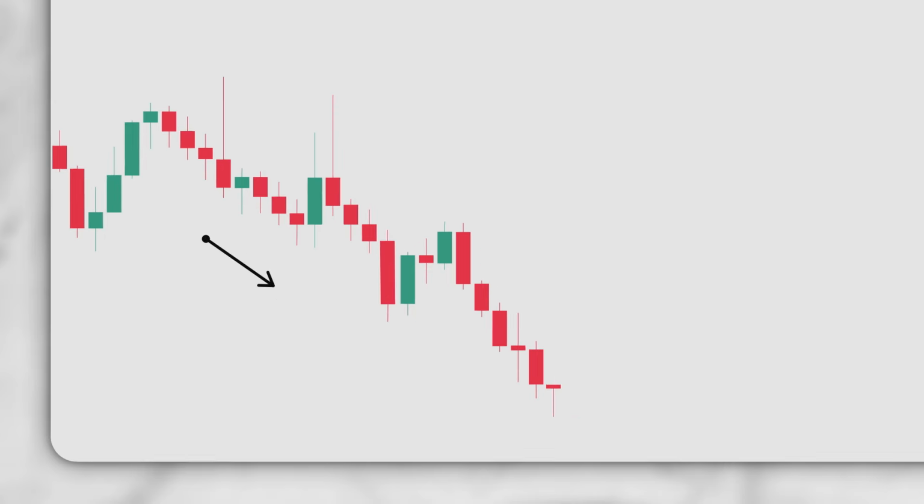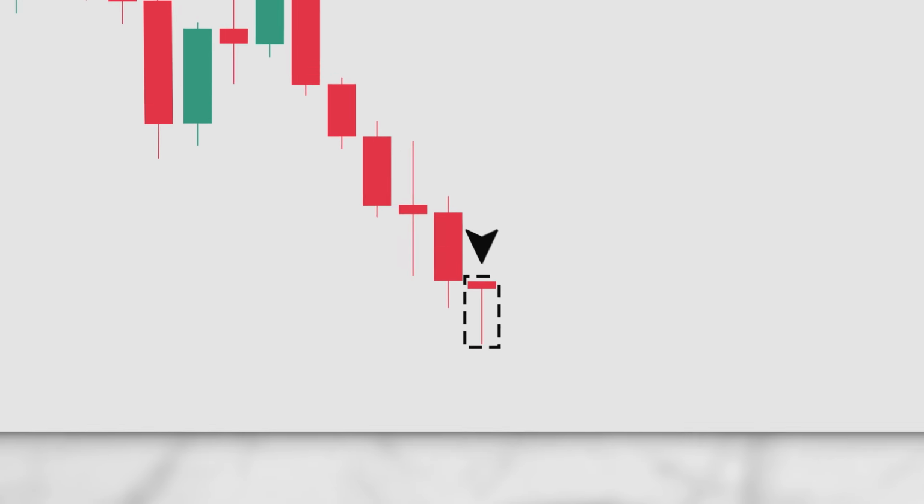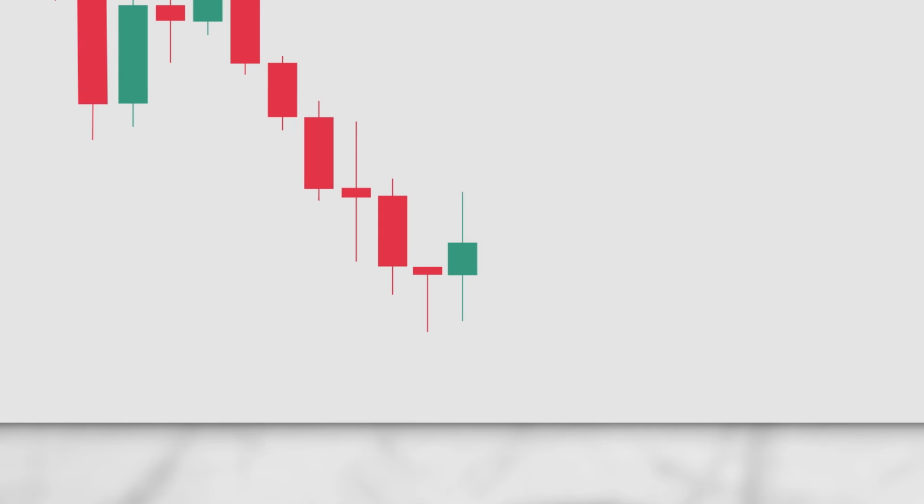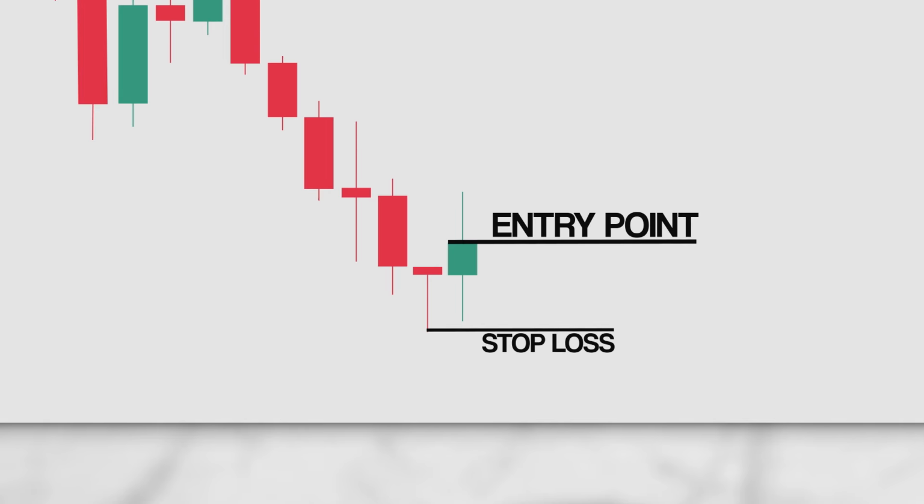Now let's move to the chart. Here we can see a clear downtrend and a formed Dragonfly Doji pattern. Before entering a trade, we need to wait for confirmation in the form of the next bullish candle. The high of this bullish candle becomes our entry point for a long position. The stop loss is placed at the low of the Dragonfly Doji's lower wick.